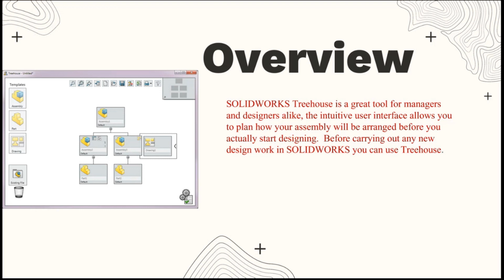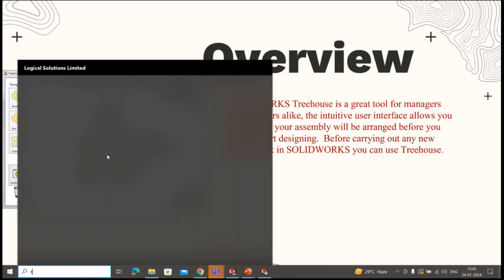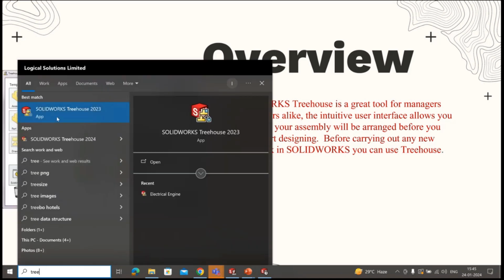So let us move on to the SolidWorks Treehouse interface and have a look at it. How can we create this file structure, and how can we export it to the SolidWorks user interface? Let me open SolidWorks Treehouse. This is similar to Property Tab Builder and Task Scheduler, which are installed along with SolidWorks, and this is also a separate application.